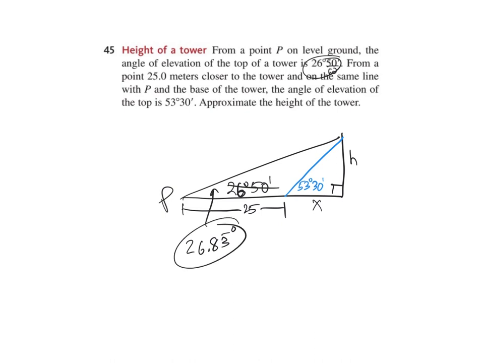Now, from a point 25 meters closer to the tower and on the same line with P and the base of the tower, the angle of elevation is 53 and 30 minutes. So 30 divided by 60 is 1/2. So this is 53.5 degrees, and that goes in that position. Okay, approximate the height of the tower. The only way to do this is to make two equations.